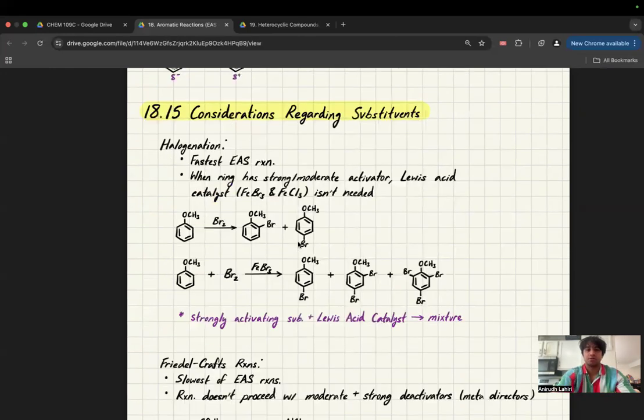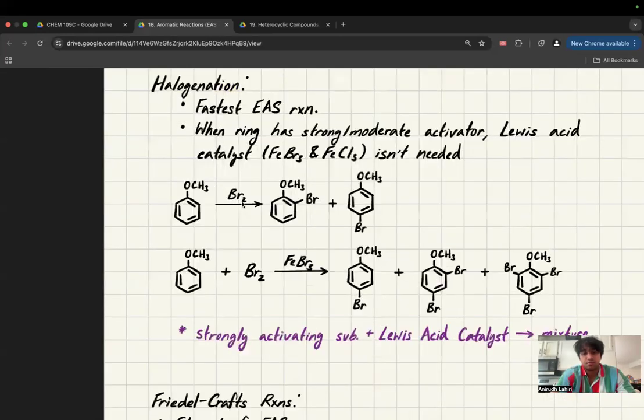Considerations regarding substituents. Okay, halogenation, this is the fastest EAS reaction. When the ring has a strong or moderate activator, you don't even need a Lewis acid catalyst. Because we have a strong donating group, we're already so nucleophilic that you could be okay with a weak electrophile, right?